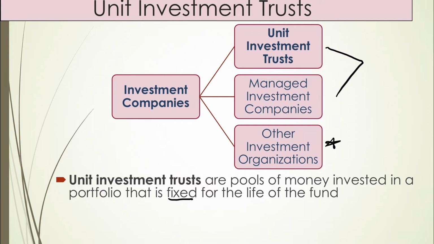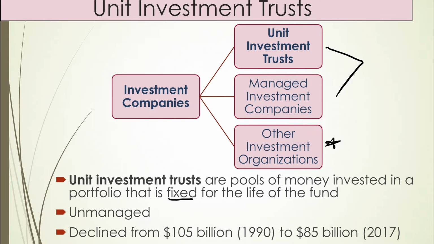The big characteristic of unit investment trusts is that they are unmanaged. And they have lost steadily market share over the past few years. You can see that their market share has declined from $105 billion in 1990 to $85 billion in 2017. So key is that the portfolio is fixed and that they are unmanaged trusts.